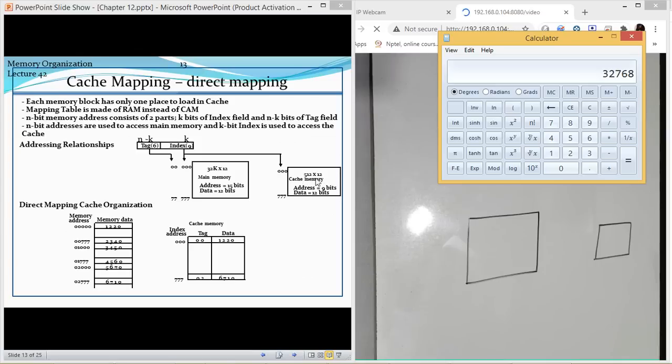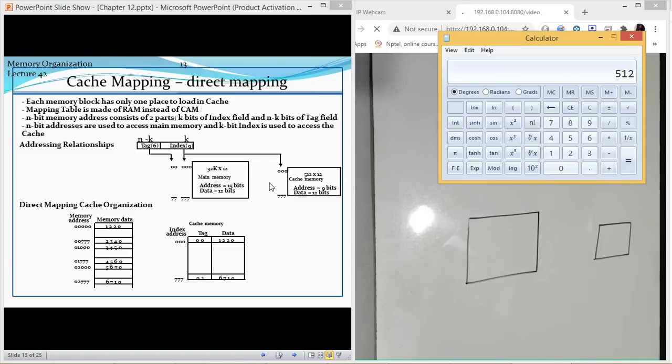Whereas the size of the cache which we have is 512 into 12. So the address lines are 9, because 2 raised to the power 9 is equivalent to 512. So for this we need 9 bits, and for this we need 15 bits. But this is represented in the form of octal. So that is why we are using 5 digits here and we are using 3 digits here.